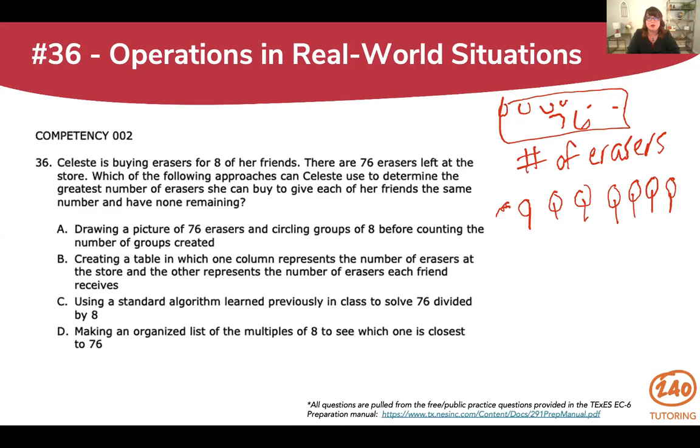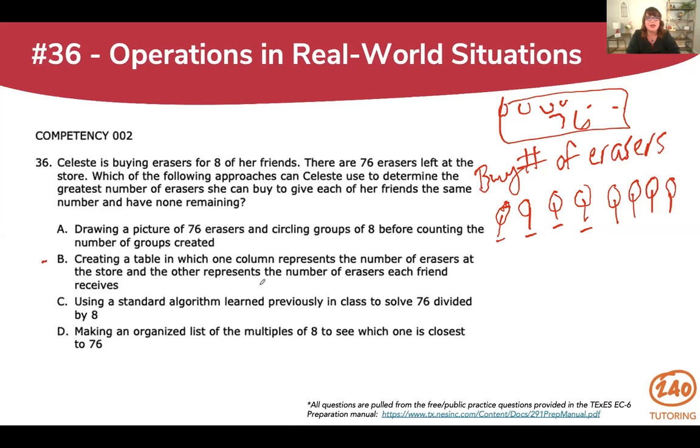All right. Now, most of you are thinking this is a division problem. You're right. It is. But now we start reading these answer choices. A, drawing a picture of 76 erasers and circling groups of 8, counting the number of groups created. You're like, no, that sounds doable. B, creating a table in which one column represents the number of erasers at the store and the other represents the number of erasers each friend receives. So we'd be looking at how many erasers did she get, he get, and so forth. But this is asking for how many did she buy. All right, how many erasers did she buy? Not how many each person could get. All right, this one, probably not.